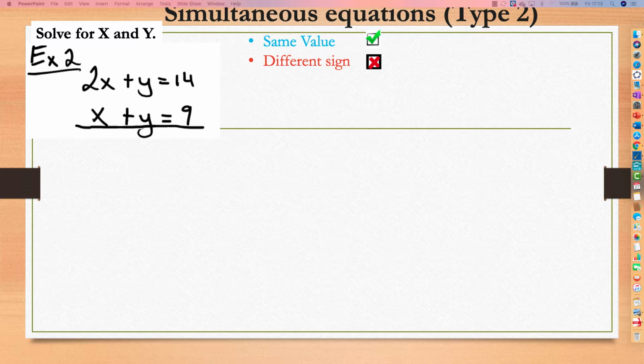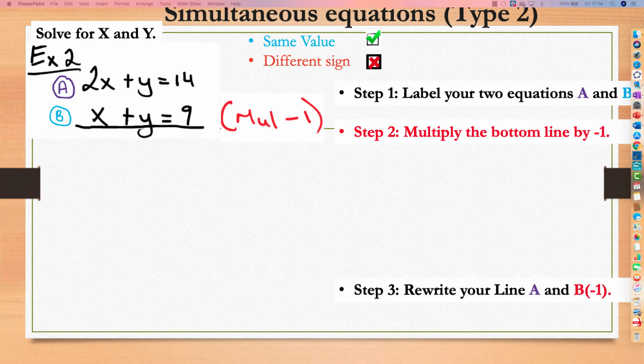Right. The way I always solve these is I'm going to multiply the bottom line by minus 1. Why am I going to multiply the bottom line by minus 1? Exactly. If I multiply anything by minus 1, the sign changes. So 1x by minus 1 will become minus 1x, 1y by minus 1 will become minus y, 9 by minus 1 becomes minus 9. Don't forget about the 9. Most common mistake made. That must also be multiplied by minus 1.